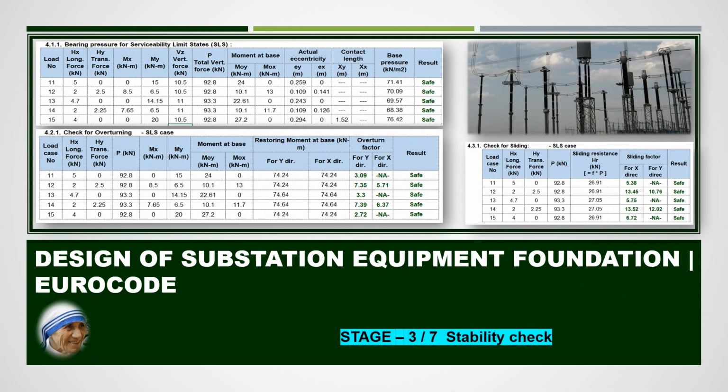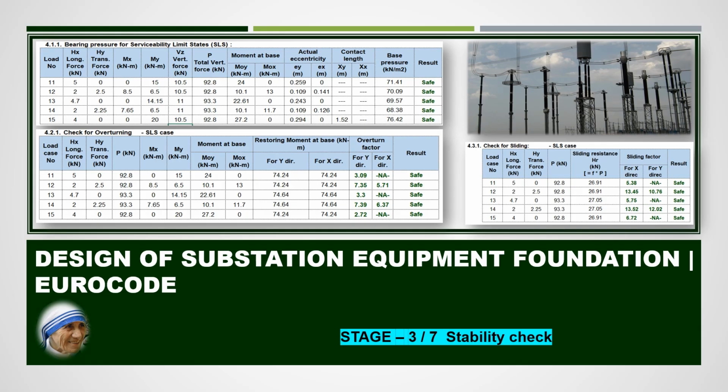Welcome viewers. In this video we are going to continue the design of a substation equipment foundation in Eurocode. This is stage 3 out of 7. So what we are going to do in this video is the stability check for our previous foundation calculations, which we have already seen in the two stages.